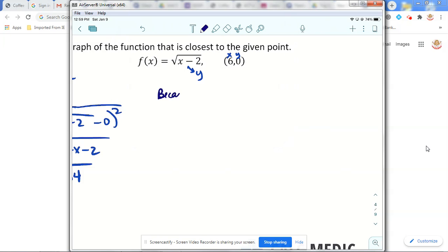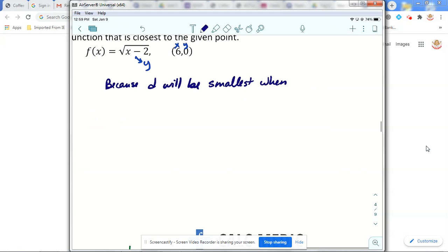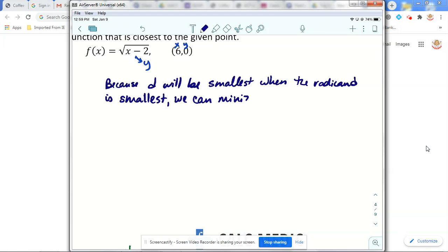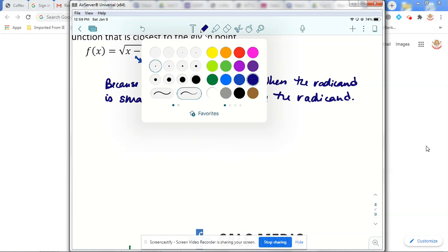So because D will be smallest when the radicand is smallest, we can minimize the radicand. Now, we don't want to call it D, and we don't want to call it F, so let's just call it G.